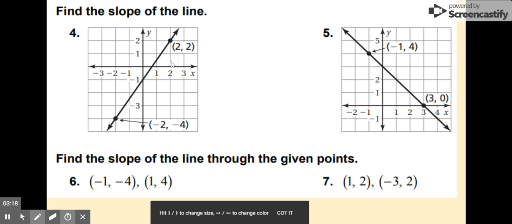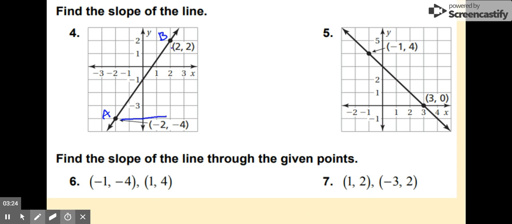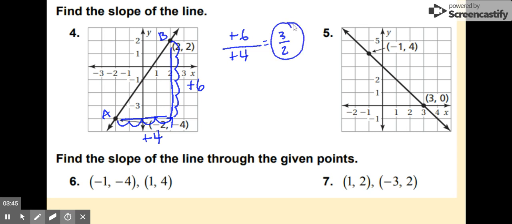You don't need to change it to a mixed number, but you have to simplify. Find the slope of the line. So A to B. If you make a right angle triangle, it's much easier. Going up by 1, 2, 3, 4, 5, and 6. Going up by 6, so it's going to be 6 over 1, 2, 3, 4. You're going to the right by 4, so it should be positive 4. Simplify, 3 over 2. Slope.